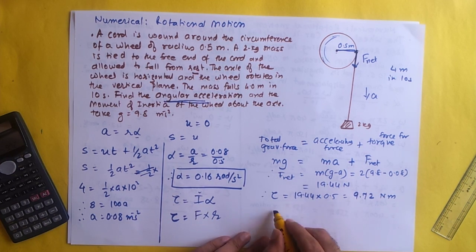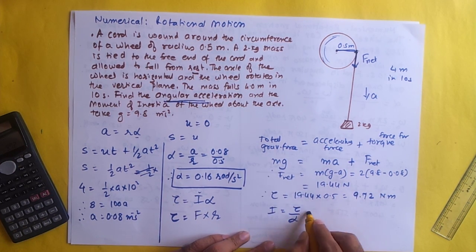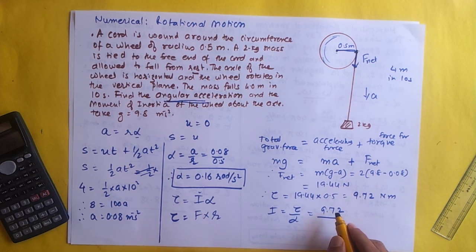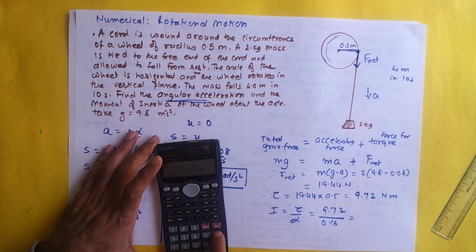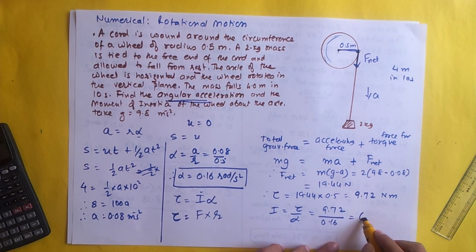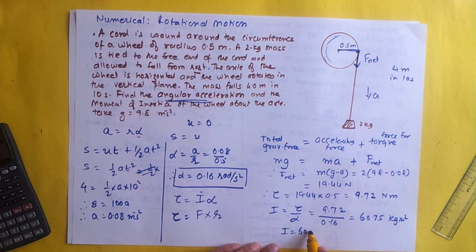And now I will use I is equal to torque upon alpha, 9.72 upon alpha, which I have obtained as 0.16. So 9.72 divided by 0.16 will give me 60.75. 60.75 kg meter square. So I is 60.75 kg meter square.